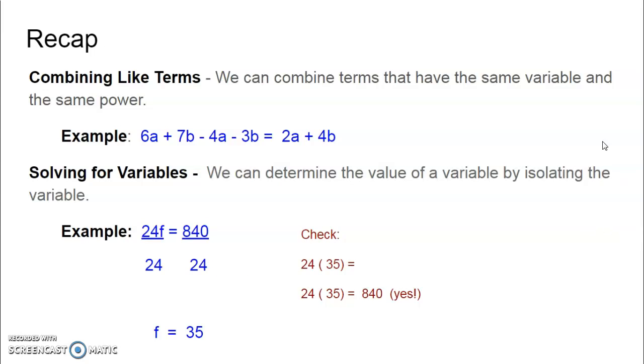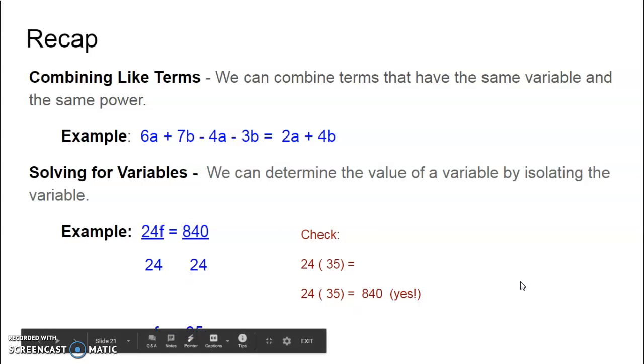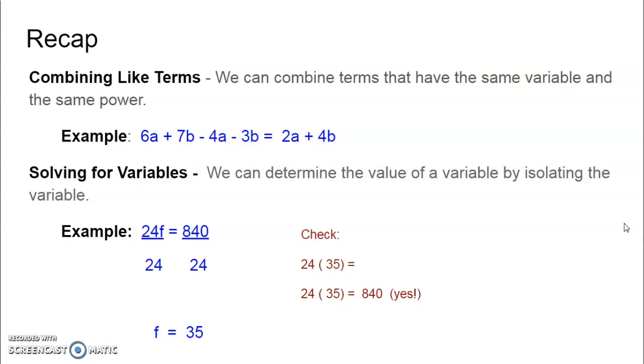Okay, so quick recap. We started by combining like terms. All right, here's an example of that. Combining 6a and negative 4a gives you 2a. 7b and negative 3b gives you 4b. Then we just did some work on solving for variables. And here's an example right here. 24f equals 840. Divide both sides by 24. Whoops, and you have f equals 35. All right, sorry about covering that up there. All right, there we go.